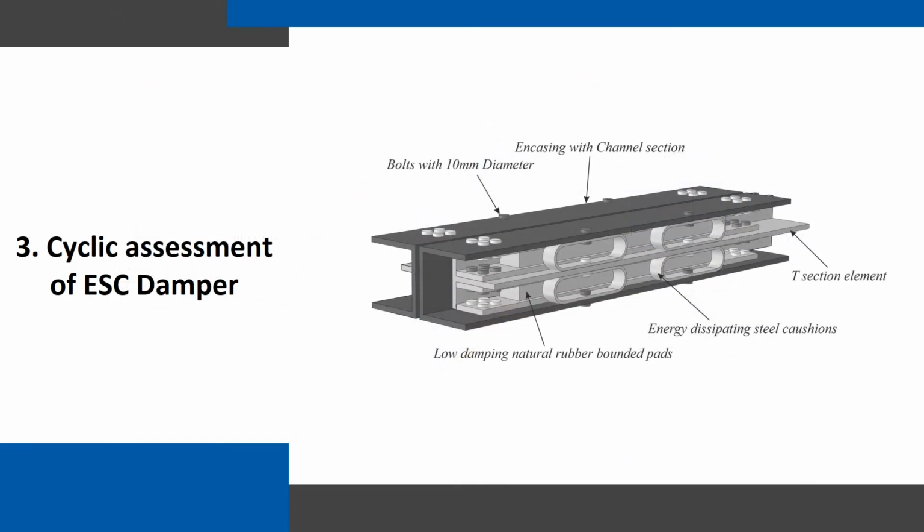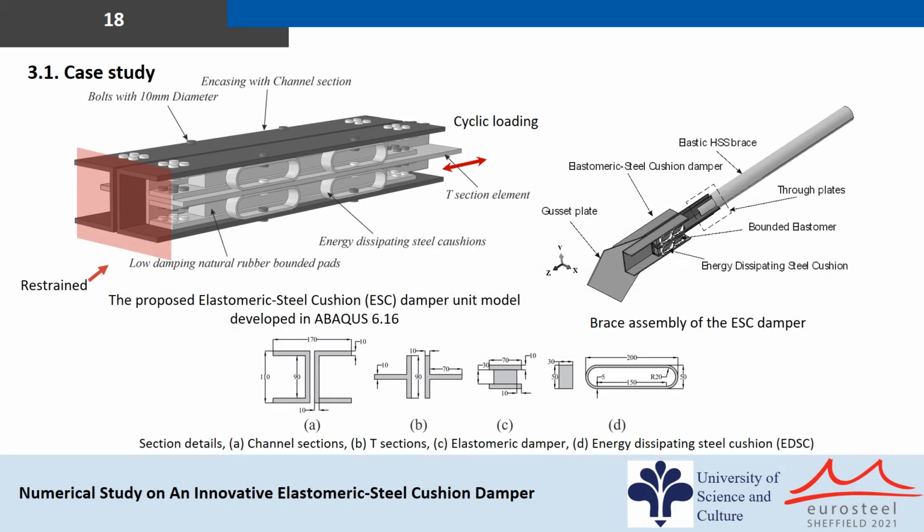Cyclic assessment of ESC damper. As can be seen in this slide, the ESC damper is composed of two back-to-back channels. One end of the channel is connected to the brace connection, i.e. gusset plate, while the other end is free. A T-section is located in the middle of the channel. The T-section is connected to the channel from one side and the elastomer and caution on the other side. This way, the caution and elastomers are loaded in shear.